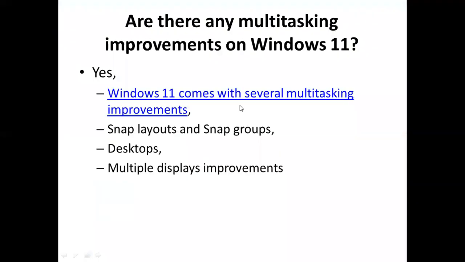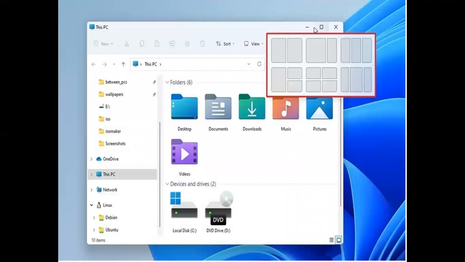Are there any multitasking improvements on Windows 11? Yes, of course, absolutely. Windows 11 comes with several multitasking improvements, such as snap layouts and snap groups, desktops, and multiple display improvements. You may see here that multiple displays are available at a time on your desktop. You can simultaneously work on multiple programs.